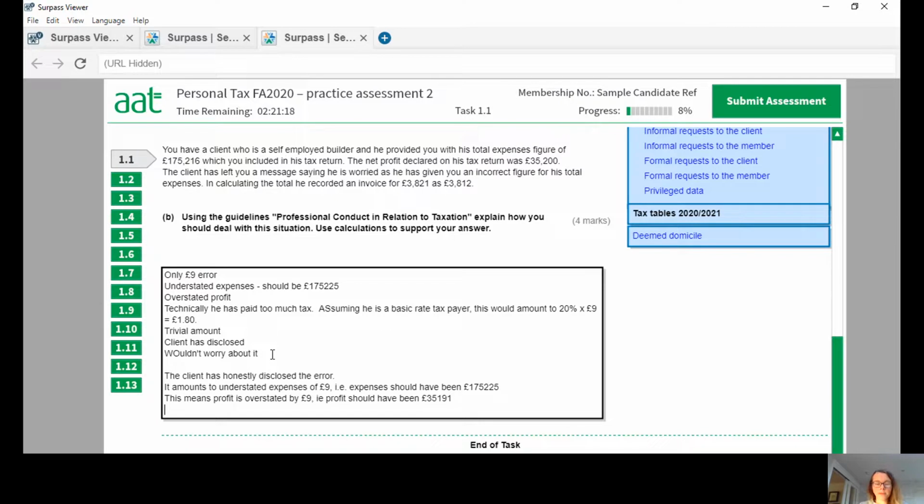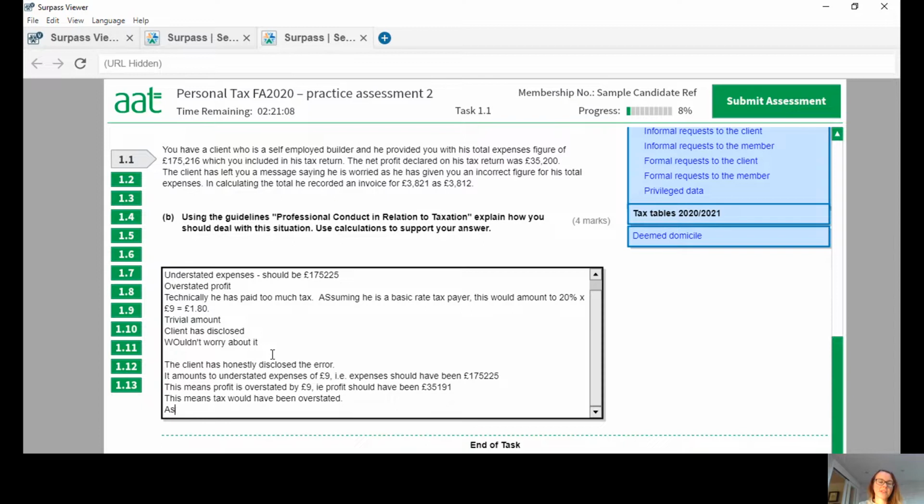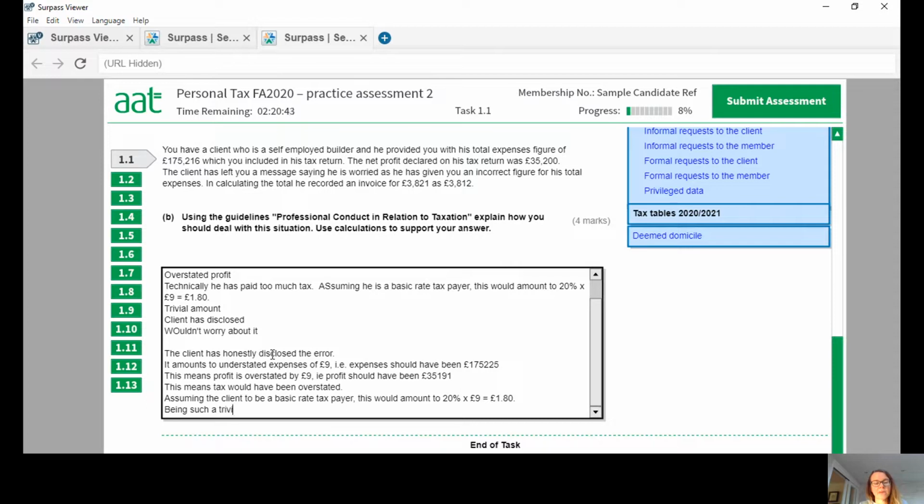Yep. This means tax would have been overstated, assuming the client to be a basic rate taxpayer. This would amount to 20% times 9 equals £1.80. Being such a trivial amount, no action would be considered necessary. I would say something like that.